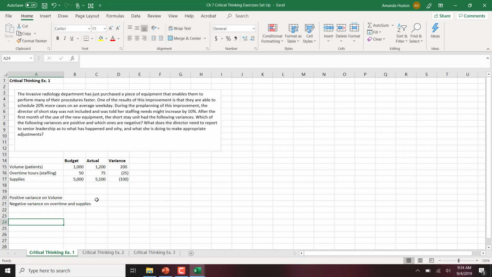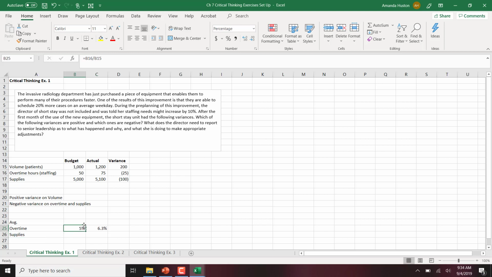To answer what caused this, we might have to calculate average. If I wanted to calculate average for overtime and average for supplies, here's how I would do that. For overtime, on the budget, I would take the number of budgeted hours divided by the volume. That's how much we think is going to happen, so 5%, right? Based on 1,000. So assuming that there were no efficiency problems, this would be the same number. Now we take the actual divided by the actual volume. Well, that gives us 6.25%, or 6.3 with rounding.